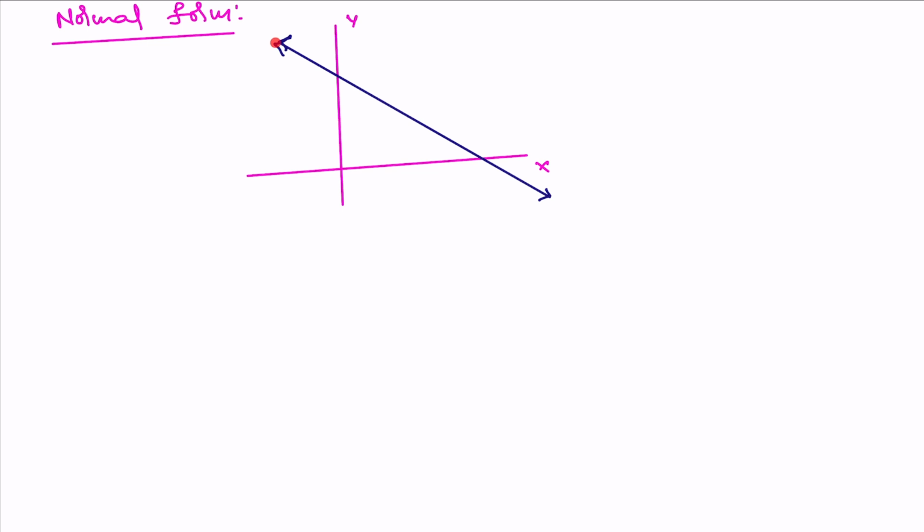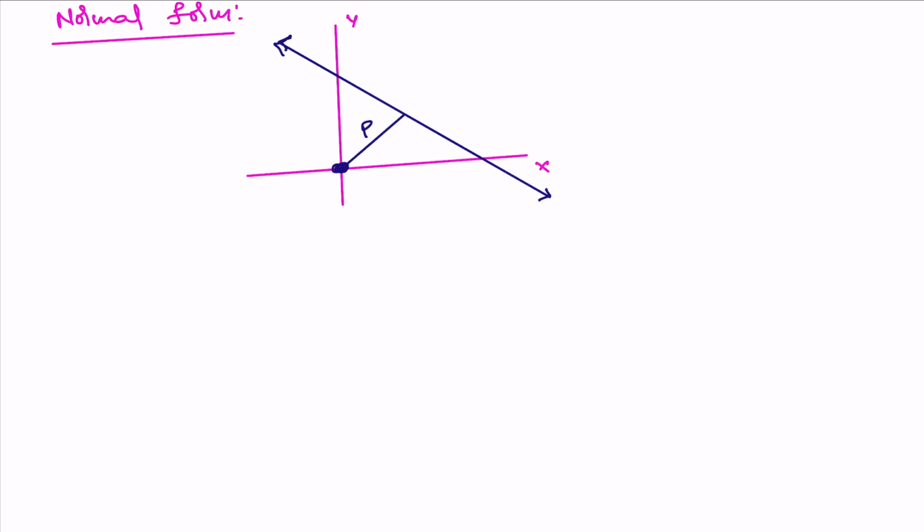So this is a straight line. This straight line is at a distance of p units from origin. That means this is origin. This line is at a distance of p units from origin, means from this point to this line you draw one perpendicular. This length is p. Understand?